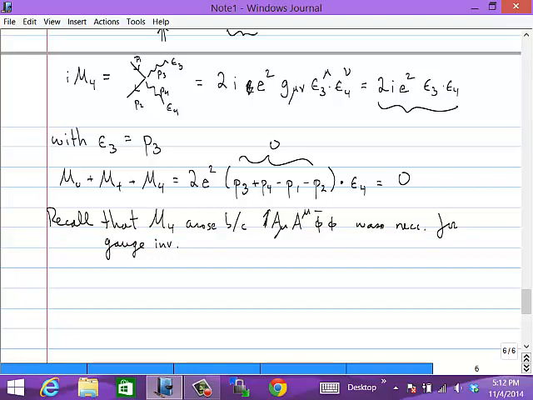And the precise coefficient of that 4-point function was important. The fact that its coefficient was e squared rather than e meant that it came in at the right order in perturbation theory. The fact that there was a factor of 2 was important. All of this stuff was important.